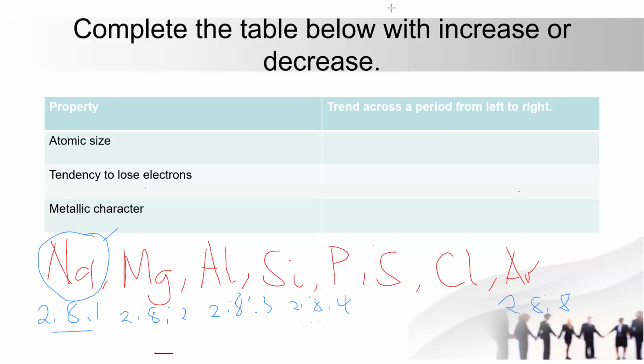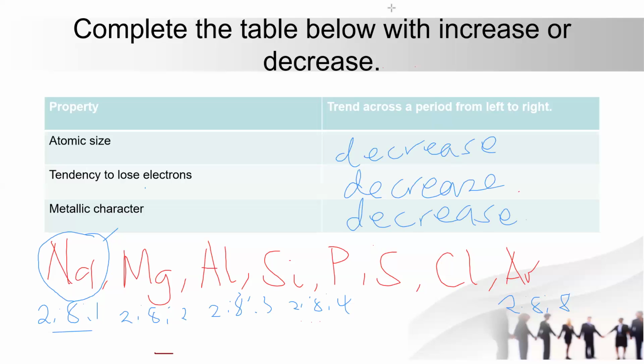So that means in this table across the period from left to right, we have a decrease. We have a decrease here. We have a decrease here. And definitely we have a decrease here. So that is what happens across the period when we are looking at metallic character. As atomic size decreases, the tendency to lose electrons decreases, and metallic character also decreases across the period from left to right. I hope we are now together on that point of metallic character.